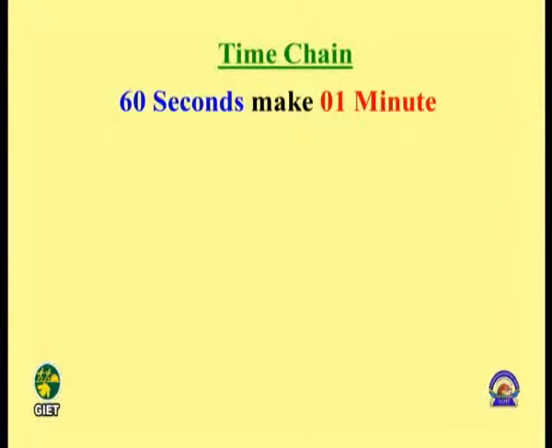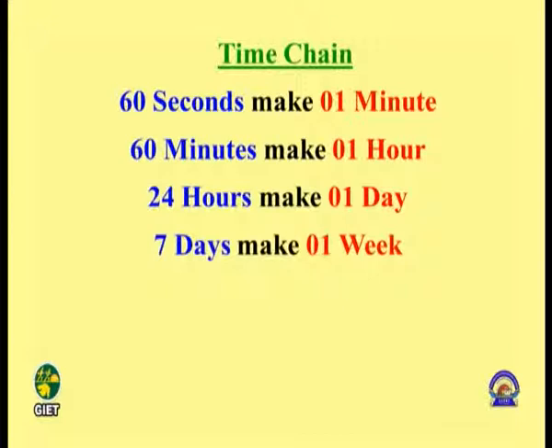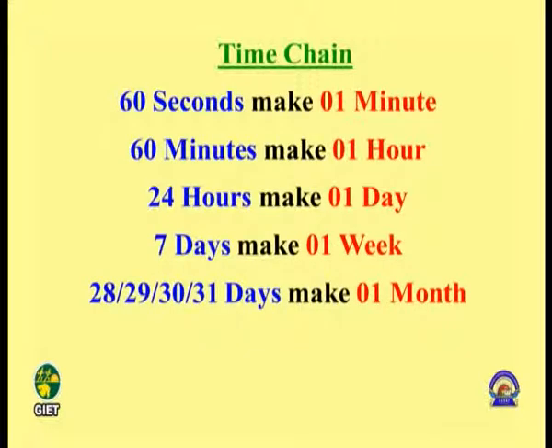60 seconds make 1 minute. 60 minutes make 1 hour. 24 hours make 1 day. 7 days make 1 week. Here, in a month, sometimes we see 28 days, sometimes 29 days, sometimes 30 days, and sometimes 31 days. So, 28 or 29 or 30 or 31 days make 1 month.